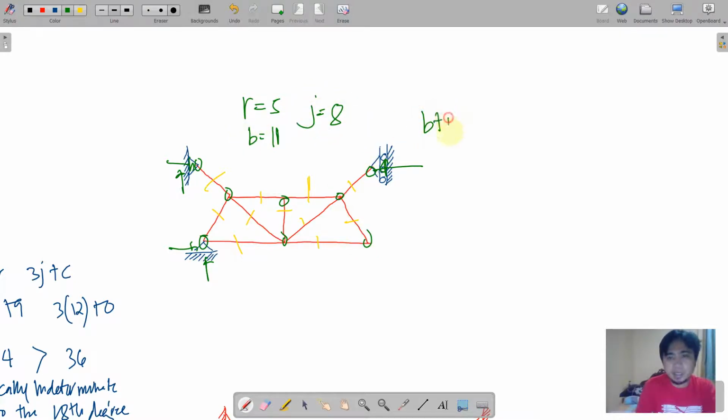So applying the criteria b plus r to 2j, okay, b here is 11 plus 5, 2 times 8. So we have 16 is equal to 16. So therefore, this is statically determinate.